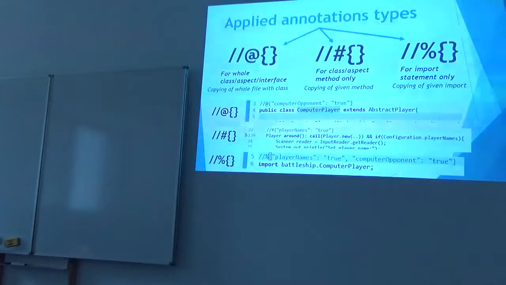But the next two types of annotations can be combined together. The first one is to annotate the whole methods, which enables us to include or exclude a given method from the final product or derivation. And the third one is to annotate imports, because if we remove only given methods, some imports can still remain there, and we need to get rid of them.